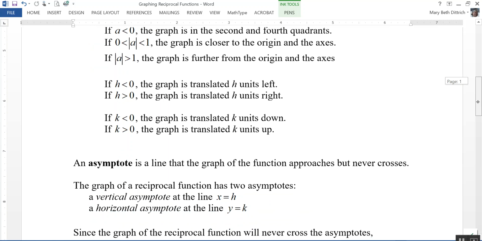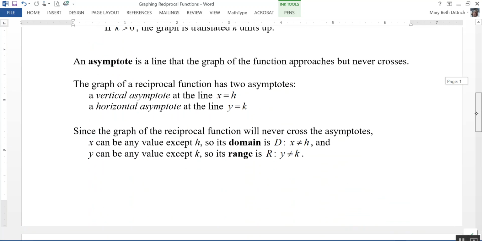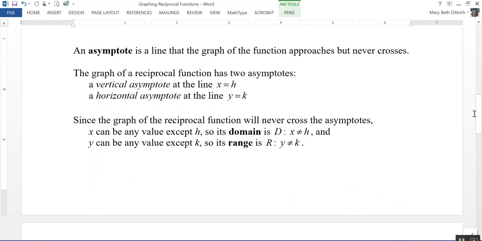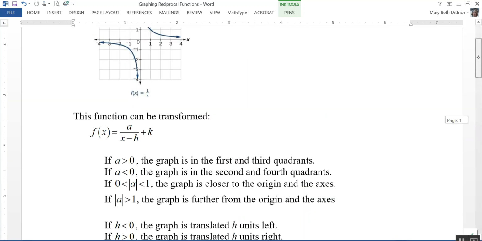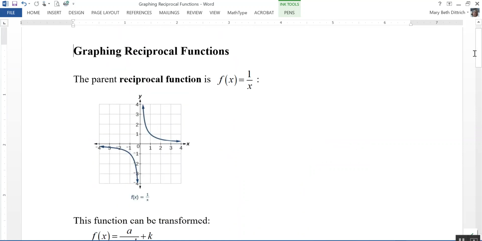The graph of the reciprocal function has two lines called asymptotes. An asymptote is a line that the graph of the function approaches but never crosses. Let's go back and take a quick look at our original parent function here, f of x equals 1 over x. You'll notice that the x-axis is an asymptote because this part of the graph approaches the x-axis, but it will never touch it. And this part of the graph, the y-axis, is also an asymptote because the graph will never touch it. Notice that x cannot equal 0, which is part of the reason why the y-axis is an asymptote.